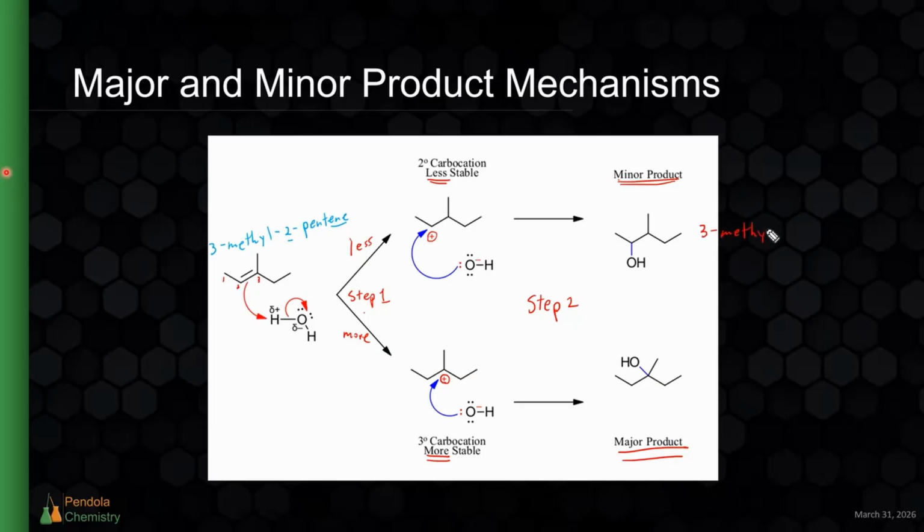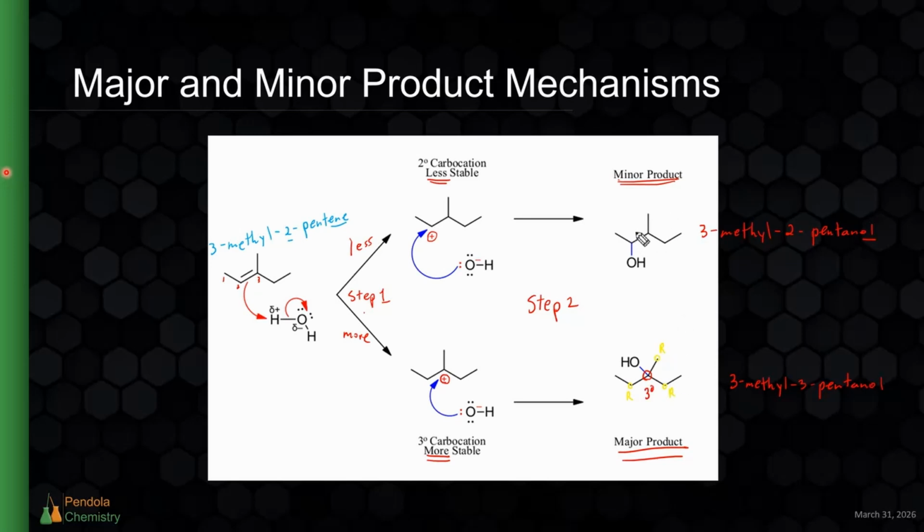3-methyl 2-pentanol, again, because it's an alcohol, so it's pentanol, versus 3-methyl 3-pentanol. So 3-methyl 3-pentanol will be the major product because the alcohol is attached to a tertiary carbon. And again, it's tertiary. Why? Because it has 1, 2, 3 R groups attached to it.